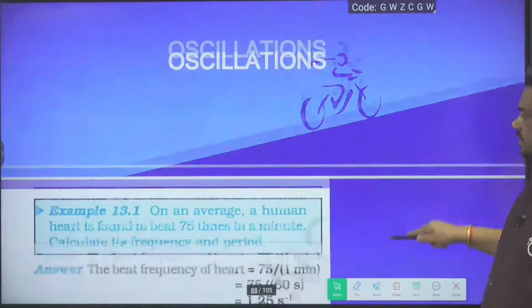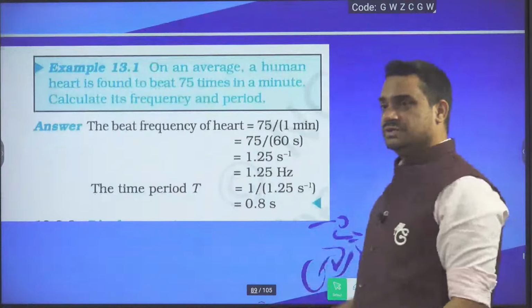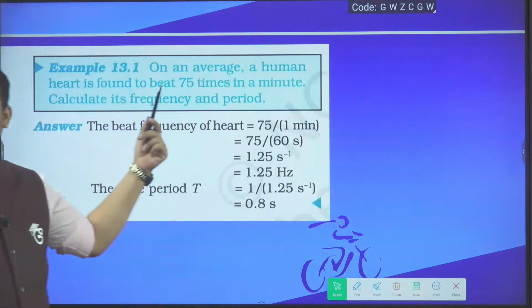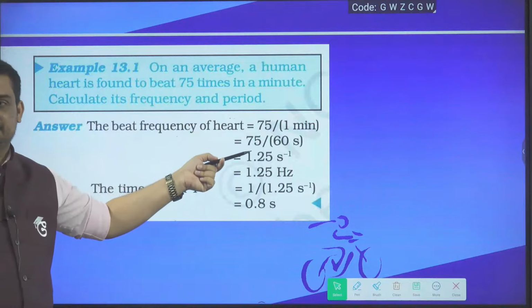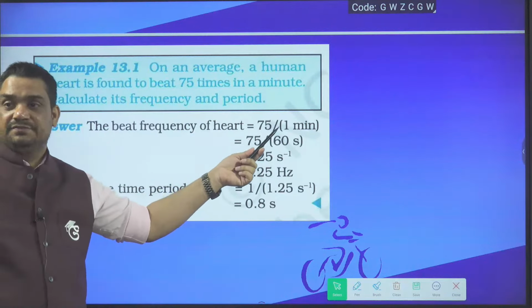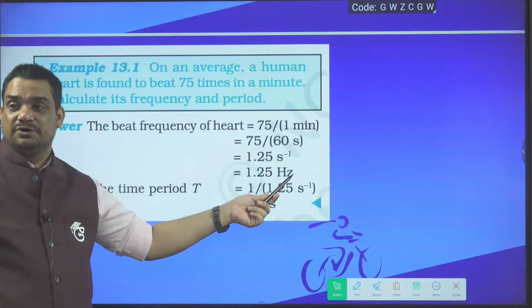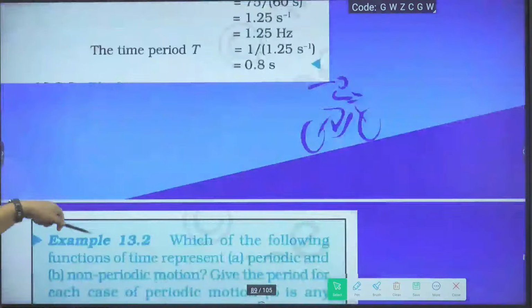Now we have oscillation here. This is the first question, that of the human heartbeat. I will ask one question on this one. 75 times, so we can find the frequency. This is 75 times in 1 minute. So first of all we find per second it is 1.25, and then we get the time period.